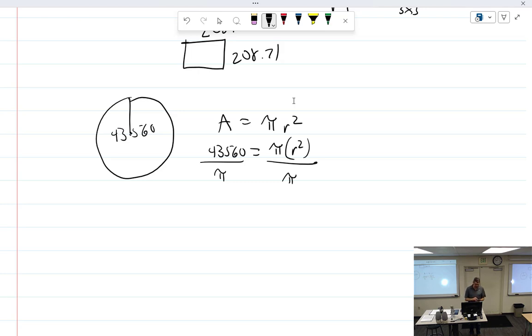43,560 divided by the pi key equals 13865.6 equals, well, the pi cancel each other out, so that's radius squared. I got to get rid of this little 2 right here, that's square. So how to get rid of that? Square root. Well, if I'm going to do that there, I got to do it here. So now I just need the square root. The answer equals 117.